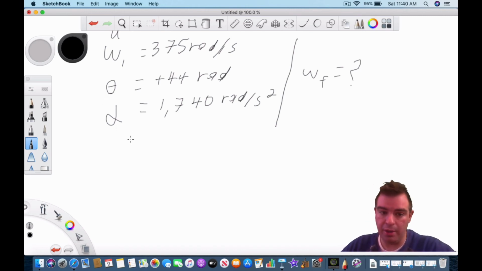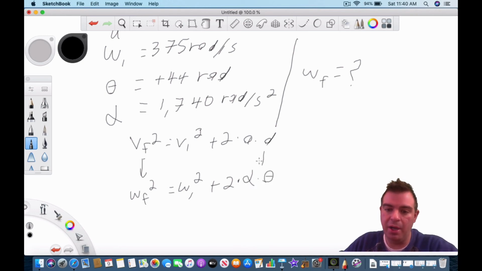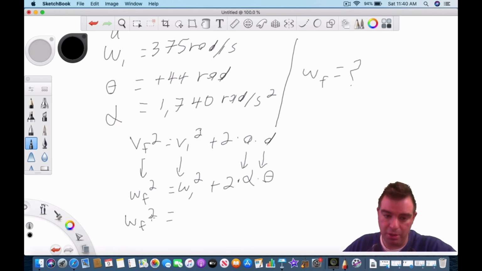If you recall correctly, everybody should remember this. It was Vf squared equals Vi squared plus 2 times A times D. So now these terms become omega final squared, that's our final velocity, equals our angular initial velocity squared plus 2 times our acceleration times our distance, which now became theta. As you can see, it's exactly the same formula with just a couple of different variables. The only thing we do now is plug things in. We're trying to find final angular velocity, so that's going to be our unknown.